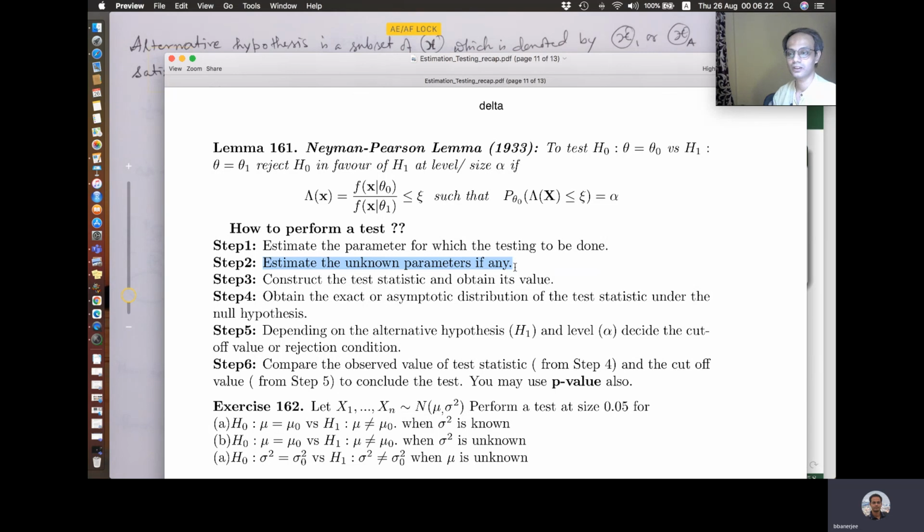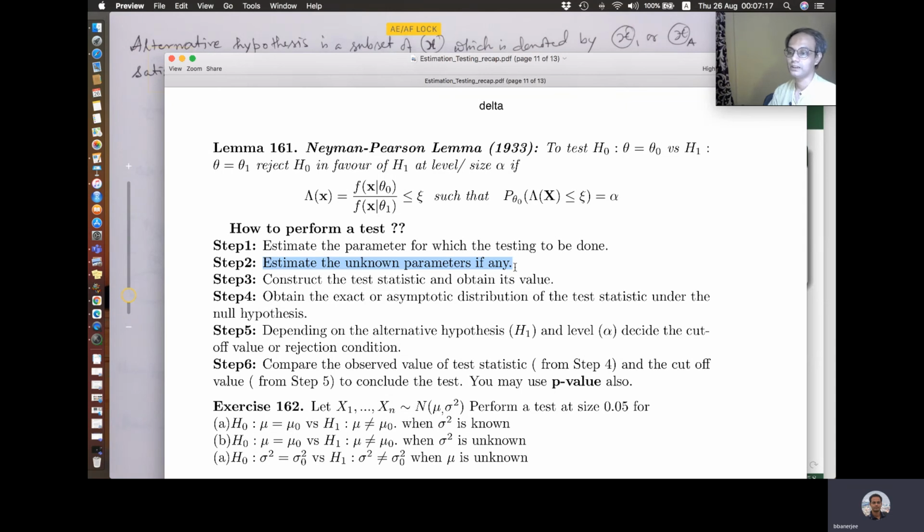Now, depending on the alternative hypothesis and the level alpha, that means at what level you are doing the test, you have to find the cutoff value. That means below this I will reject, above this I will not reject, or below this I will not reject, above this I will reject. This kind of yes-no rule you have to decide based on alpha and the given alternative hypothesis. So remember, these two things are important. You need to know the value of alpha, pre-decided, and what the alternative is saying. Rejection is always in favor of the alternative, so you must take into account what the alternative hypothesis is.